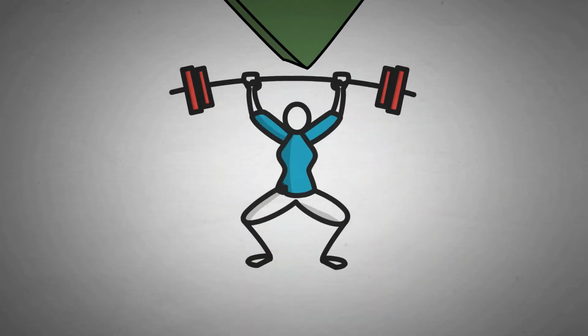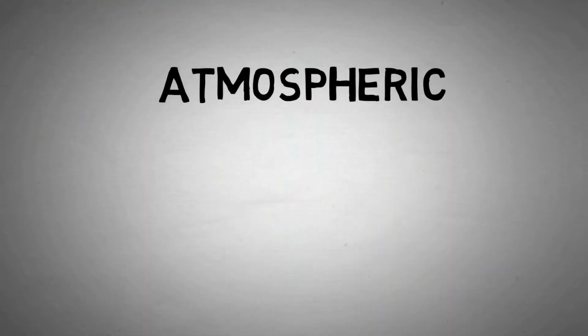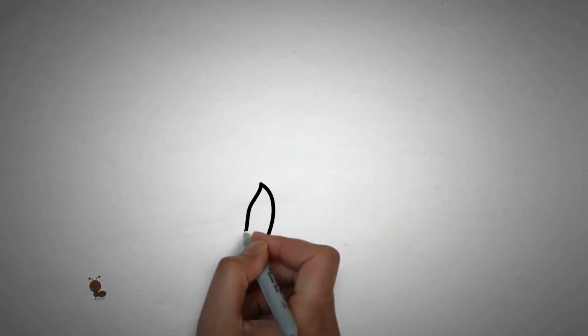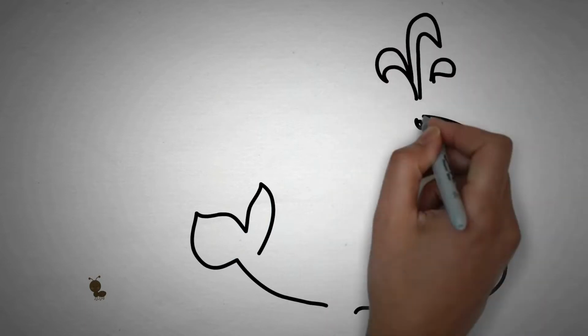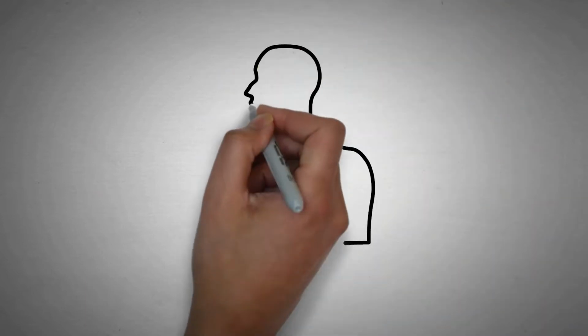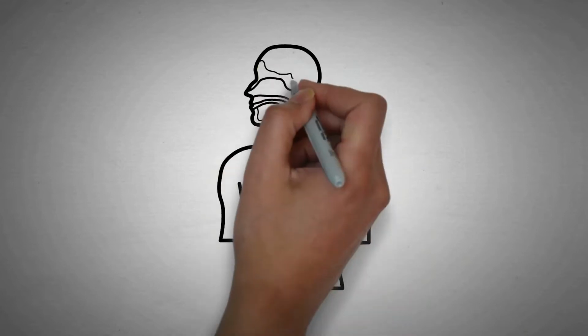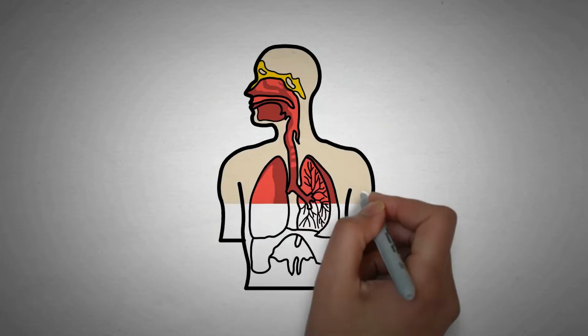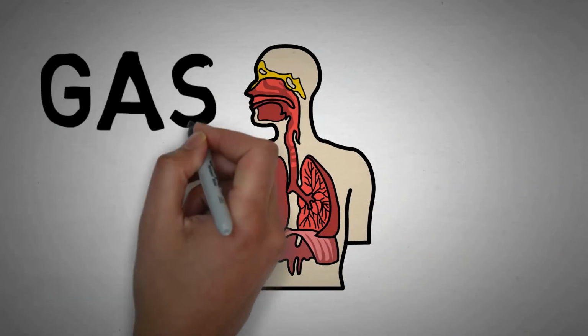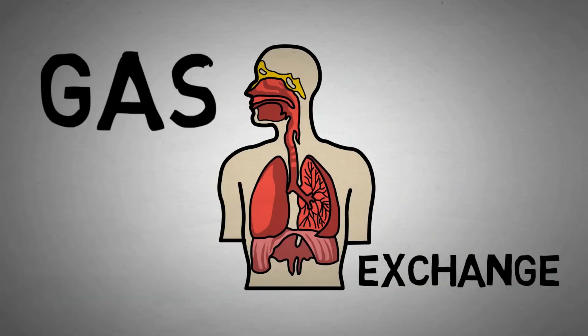But since it is a form of matter, it is still considered to have mass and weight, which then creates atmospheric pressure. Everyone, from the smallest creature to the most massive ones, even those who aren't living and thriving on land, need air for survival. For instance, animals and humans breathe air, inhaling oxygen and exhaling carbon dioxide, which is also known as gas exchange.